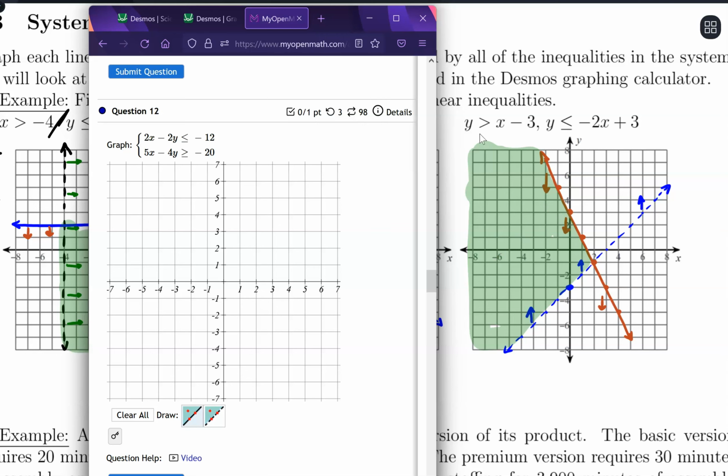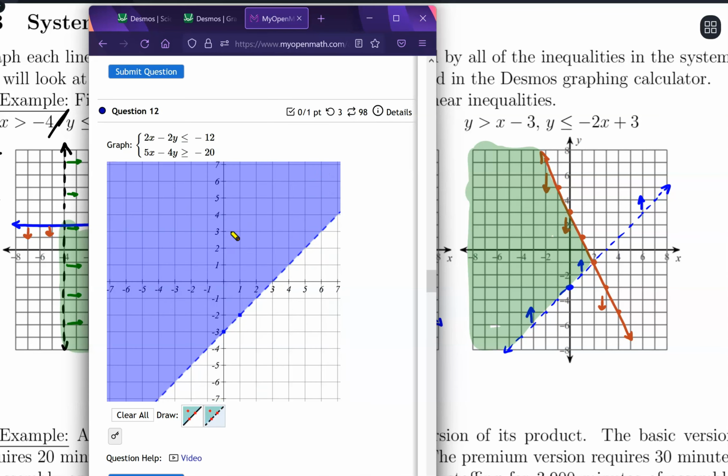So graphing that y is more than x minus 3, I'd grab the dashed line, do a y-intercept at negative 3, and then we have a slope of 1. And then I need to choose the region to shade, which would be above. And then the second line is a solid line, y is less than or equal to negative 2x plus 3. So we're at positive 3 and a slope of negative 2. And then we choose a region to shade, and in this case it was below. And that would be done.